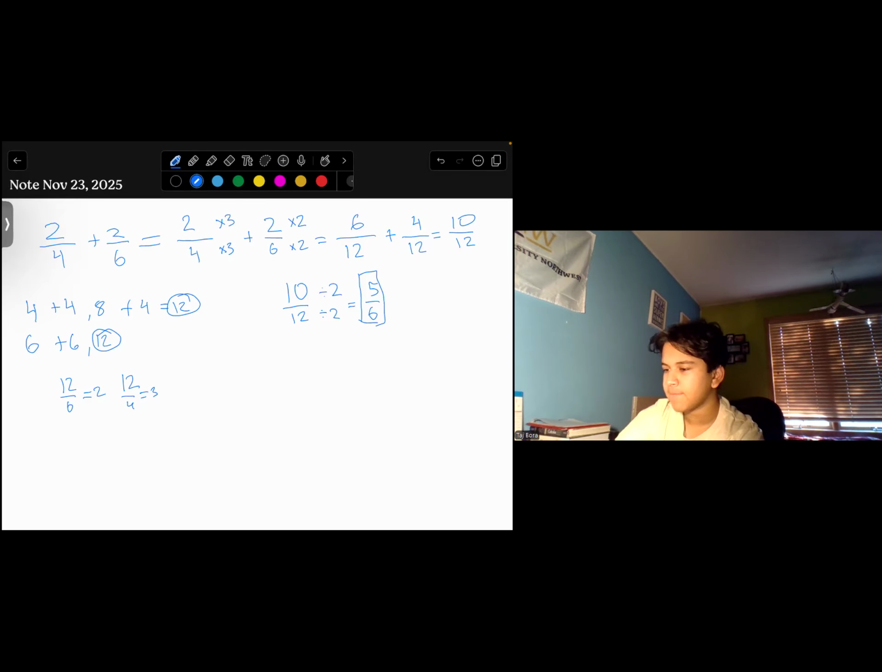Okay. So now that I solved this one, this was a tricky problem to be the first problem to do, but it shows how to make the common denominator the same. So that is the most important thing to remember, to make the number on the bottom the same.